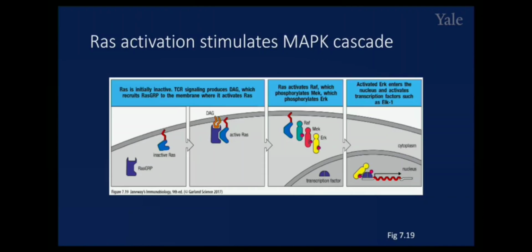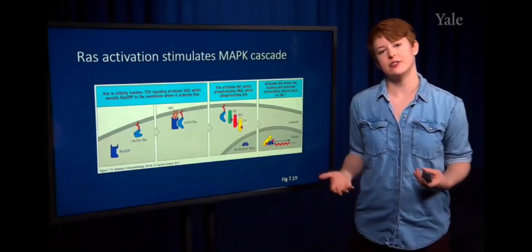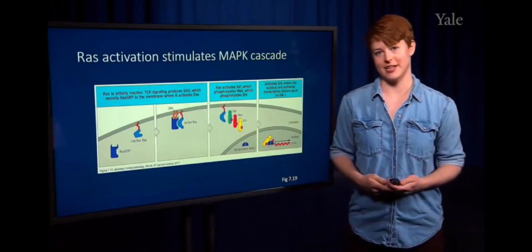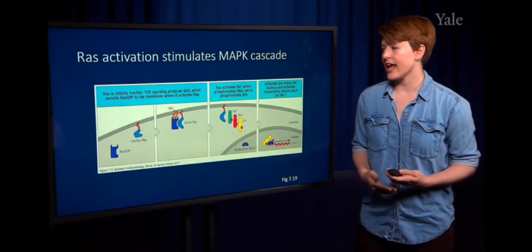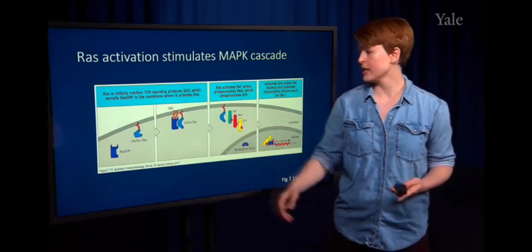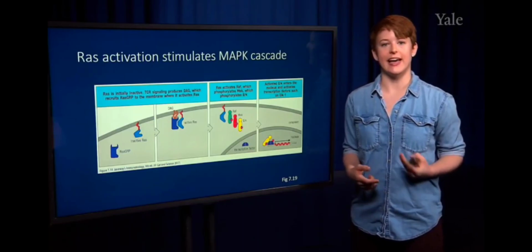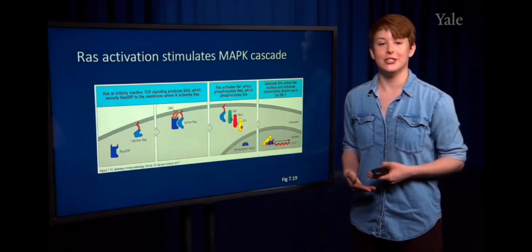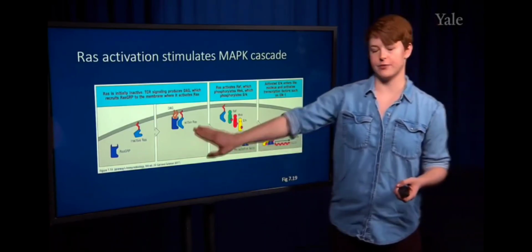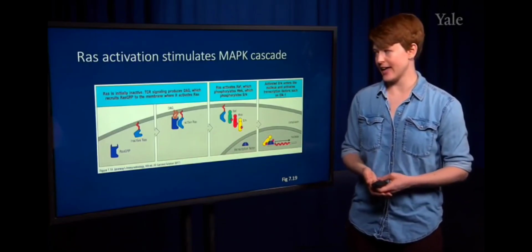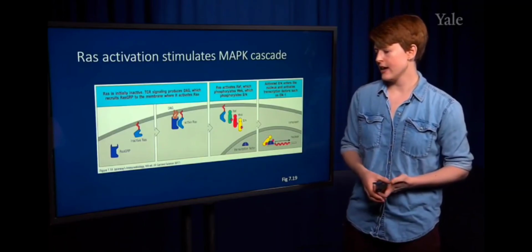Here, RAS is typically inactive, so it's bound to GDP. However, this diacylglycerol molecule that we talked about is in the membrane, and it recruits RAS to the membrane where it is activated. So here we have one of these GEF proteins mediating the switch from GDP to GTP. This activates RAS. Now that RAS is activated, it can bind and activate additional proteins. This is where we get the MAP kinase cascade.